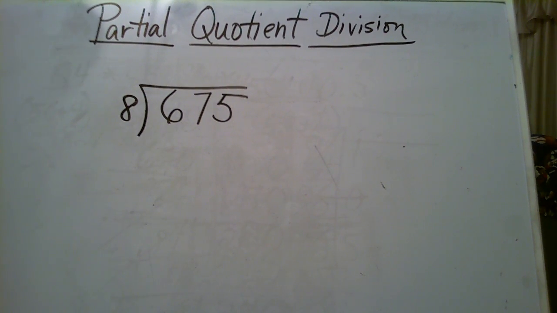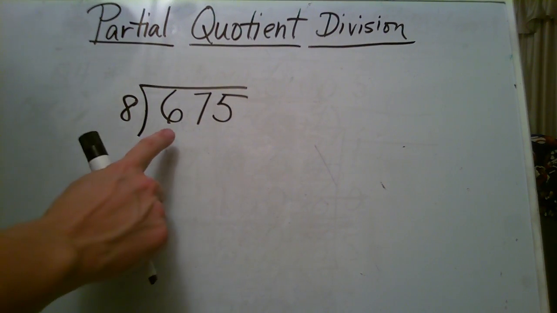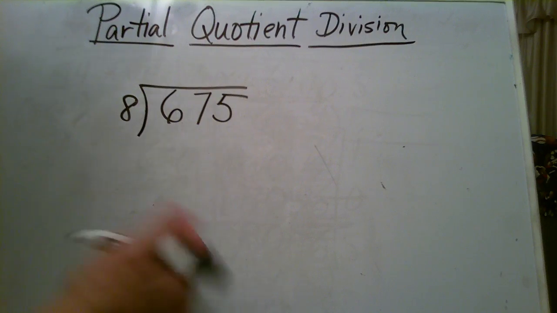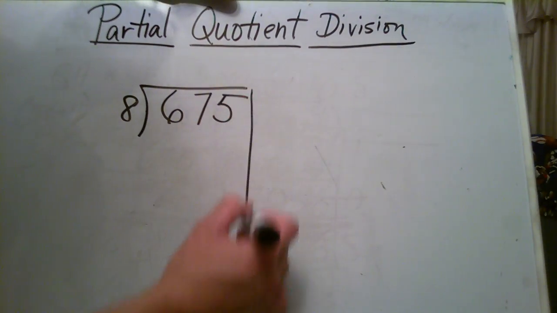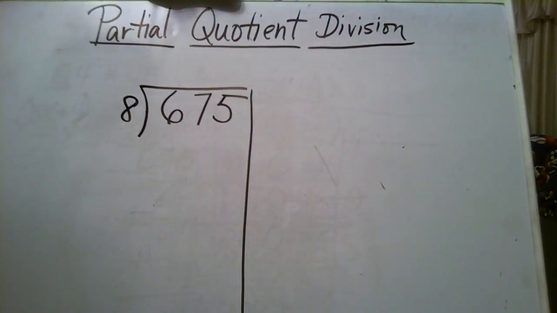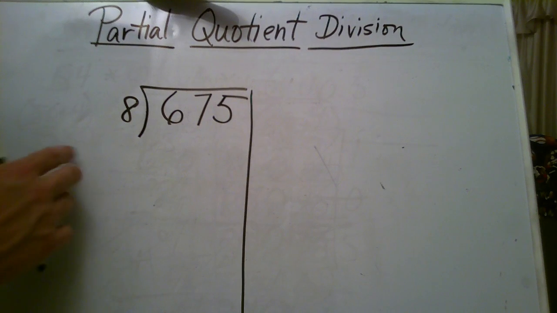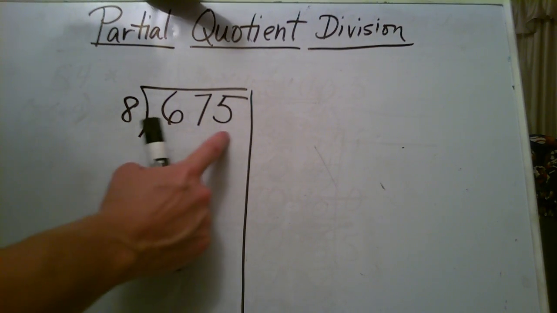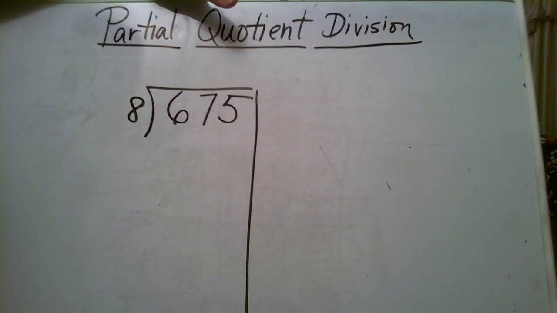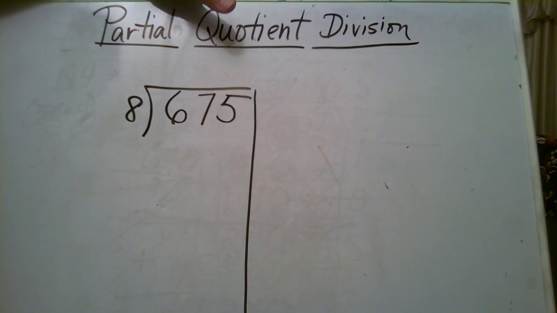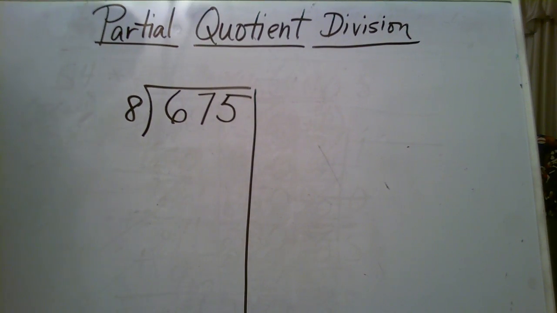Okay, we have our partial quotient division problem. 675 divided by 8. So you set it up the same way you would traditionally. You bring a line down on that side. And what we want to do is ask ourselves how many times does 8 go into 675, using simple multiplication that we know, so we wouldn't have to do any extra work on the side.